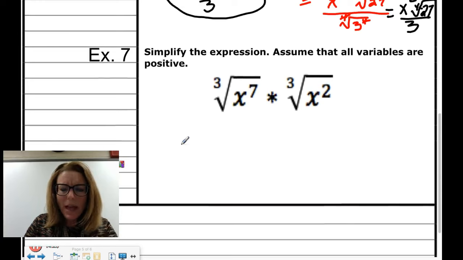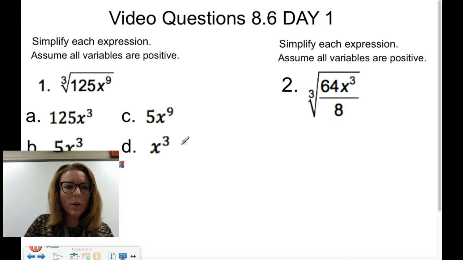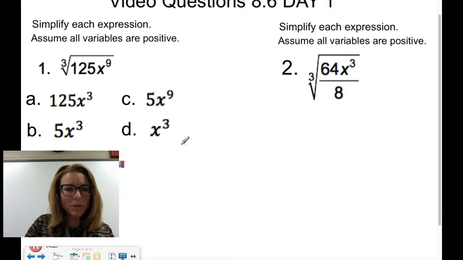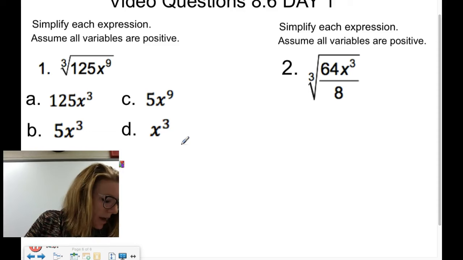We're going to do this one in class, and there's your video question for the day. Simplify each expression, assume all variables are positive. You can do that one, and then the one next to it. I think you're going to be very capable of doing that one too.